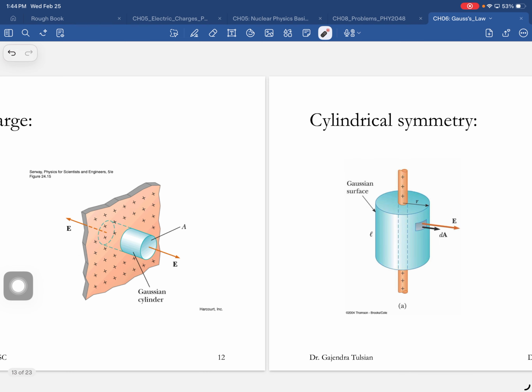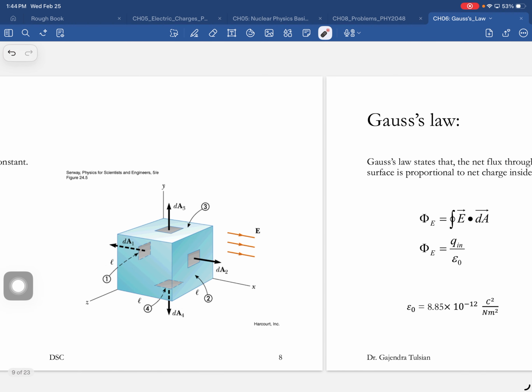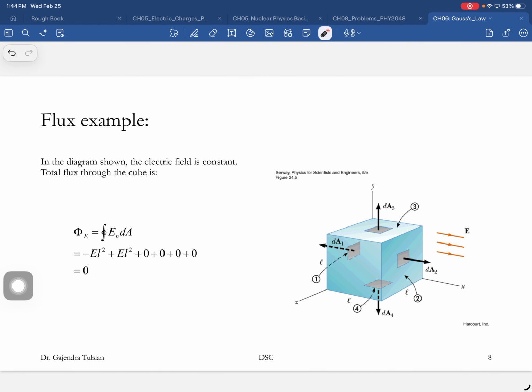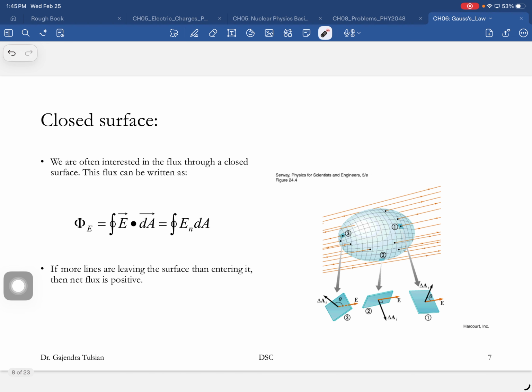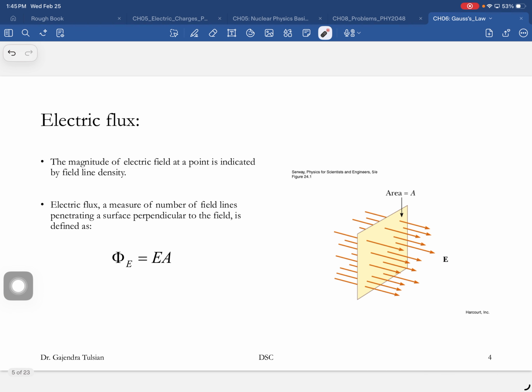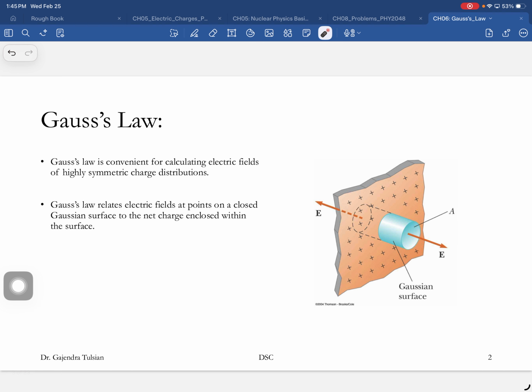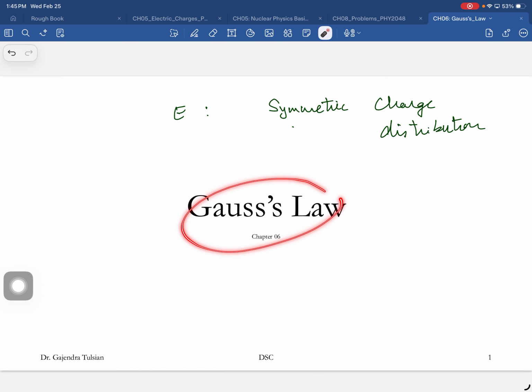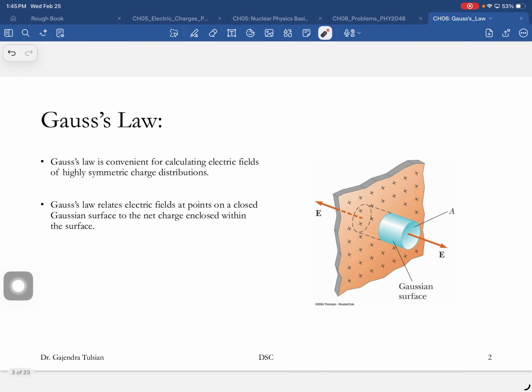All right, so let's see what Mr. Gauss has to say. Do you guys understand? We are calculating the electric field due to uniform charge distributions, which are symmetric. That's what Mr. Gauss will let you do. So that's what Gauss's law is about. Gauss's law is convenient for calculating electric fields of highly symmetric charge distributions.